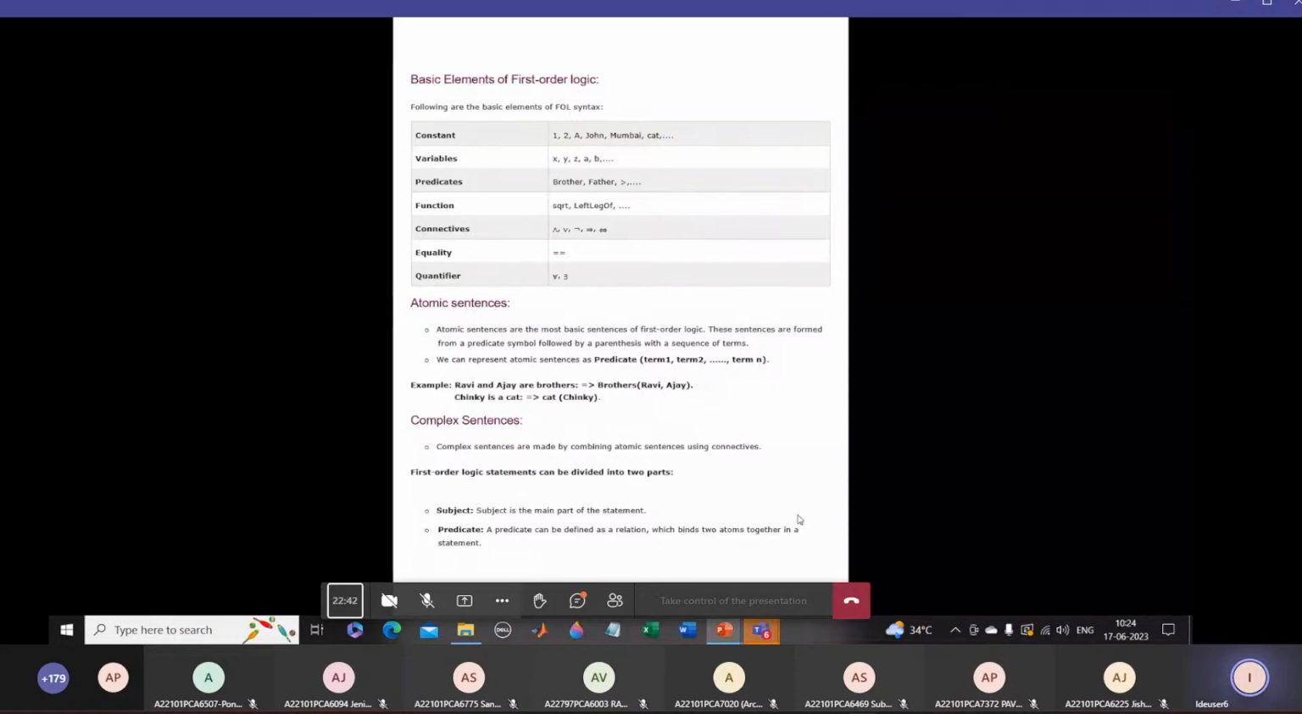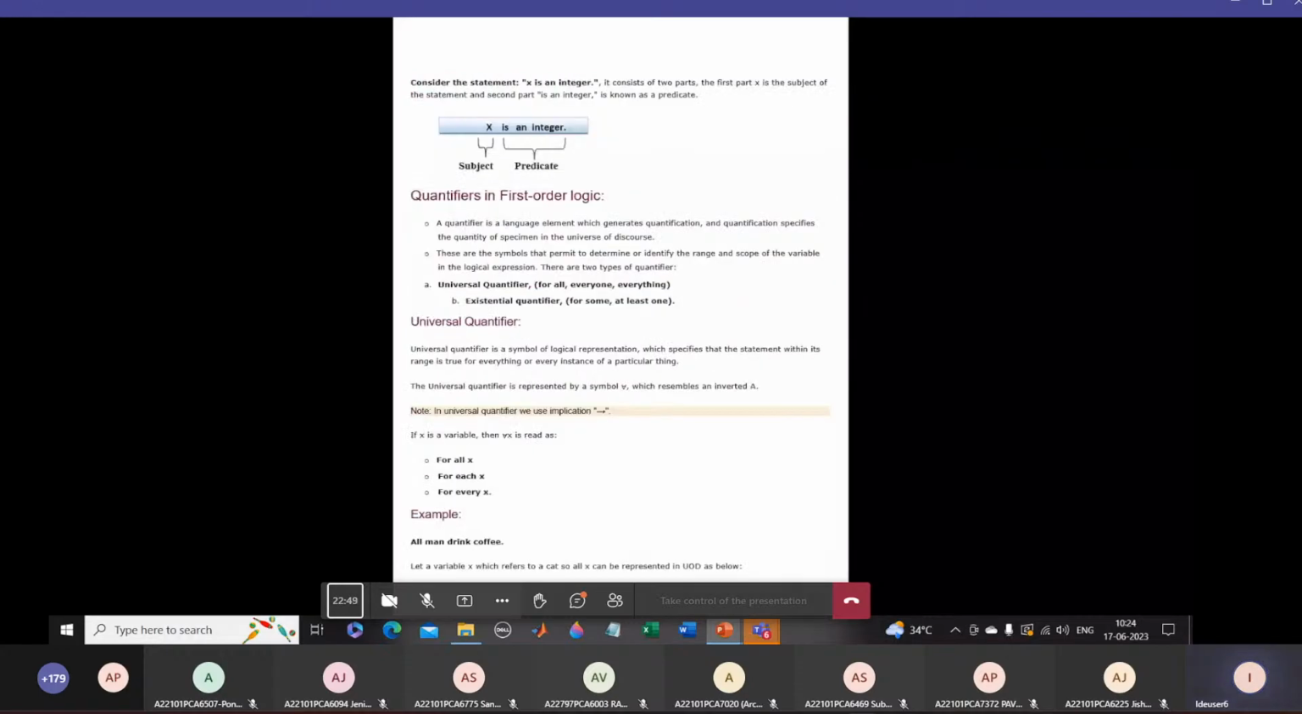And how are you going to combine them? You are going to use the connectives. Two parts are there: subject and predicate. Take the example: X is an integer. Something you are going to describe is called the subject, and what you are describing is the predicate, like in English. So X is the subject, and you are saying that X is an integer. Something you are saying about the subject becomes the predicate. So X is the subject and "is an integer" is the predicate.